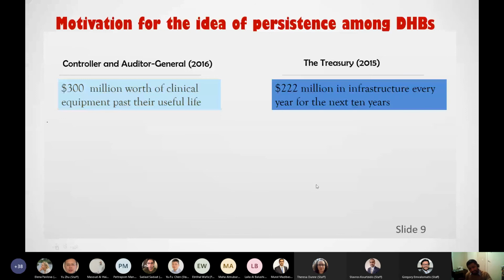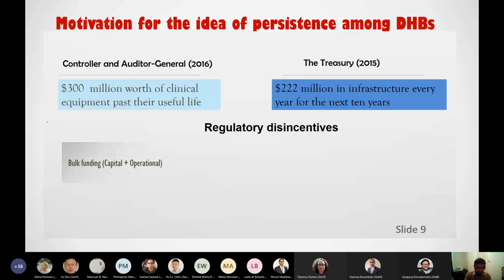And then there are a few regulatory disincentives as well that I'd like to mention. Bulk funding. Now, why is the district health board not investing in these important equipment or the infrastructure that we need? It appears that the population-based funding doesn't distinguish between capital funding and operational funding. They get this bulk of money and they say, okay, well, you're on your own and you have to run your hospital based on the money. So hospitals don't really have any incentive to invest in capital.